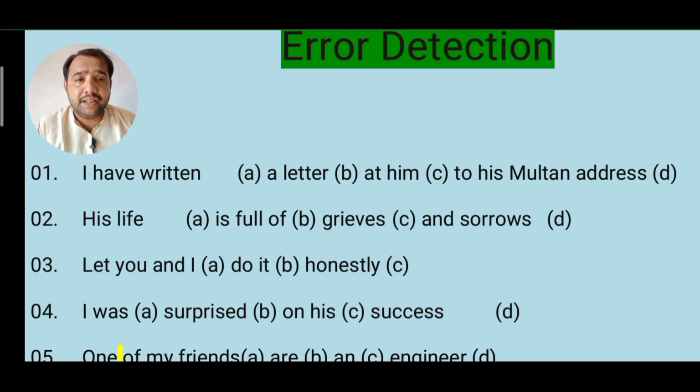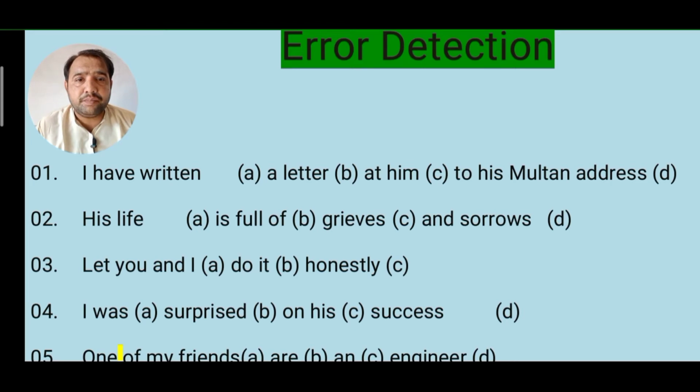A second part is a letter. Here, I have written, after a verb we require an object. But when you look at the third part you will find an error. Which one? Because here the preposition at never agrees with him. So we should say the preposition at is never agreed in this sentence. I have written a letter to him at his Multan address.